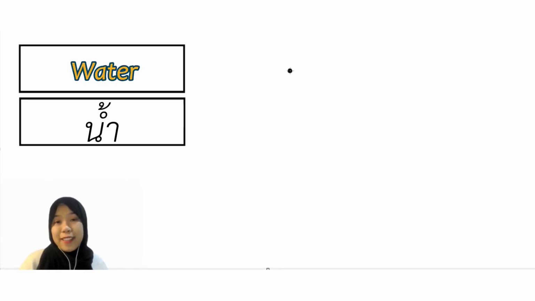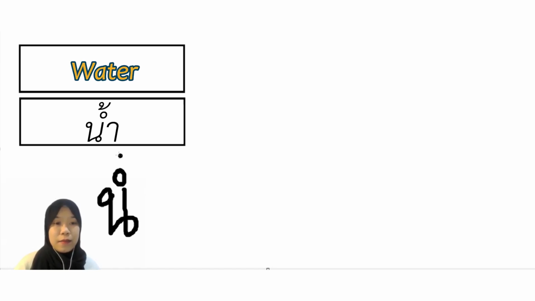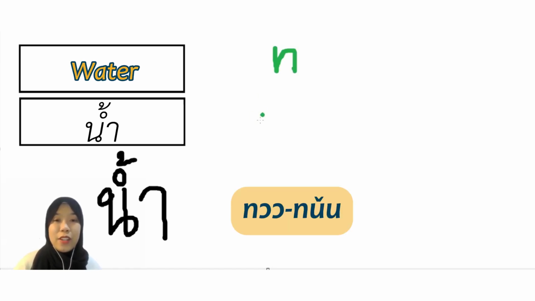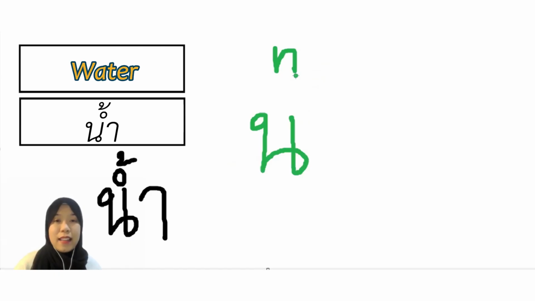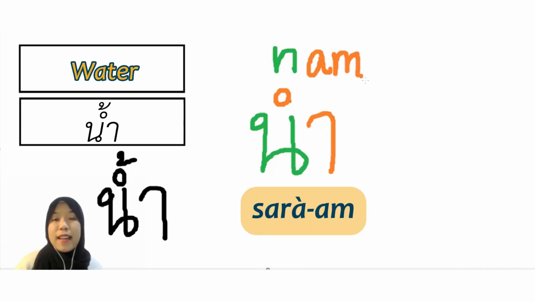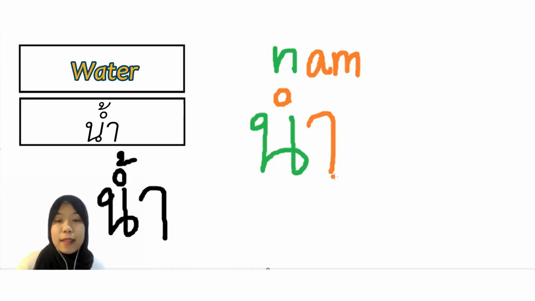The next word, water, and in Thai, it's called น้ำ. Okay, so in usual handwriting, this is how we write it. This is the letter, which is นอหนู, which gives the n sound. And then this is the vowel. This together is the sound. So in Thai, it's called สระอำ. So together it is nam, nam.